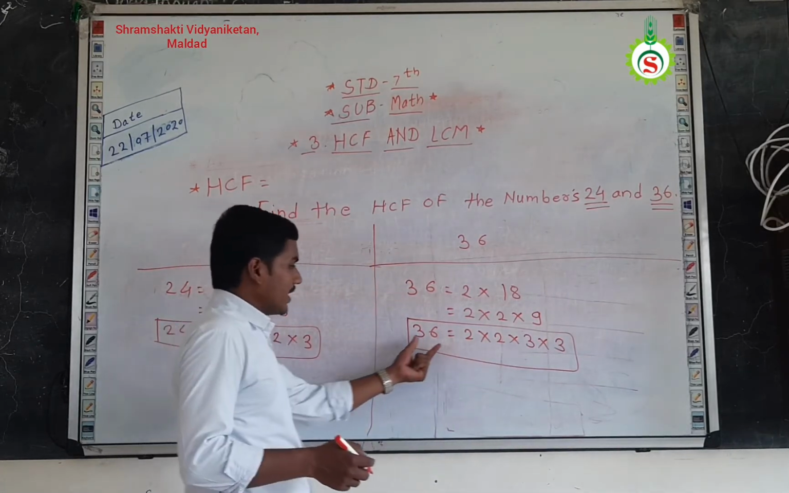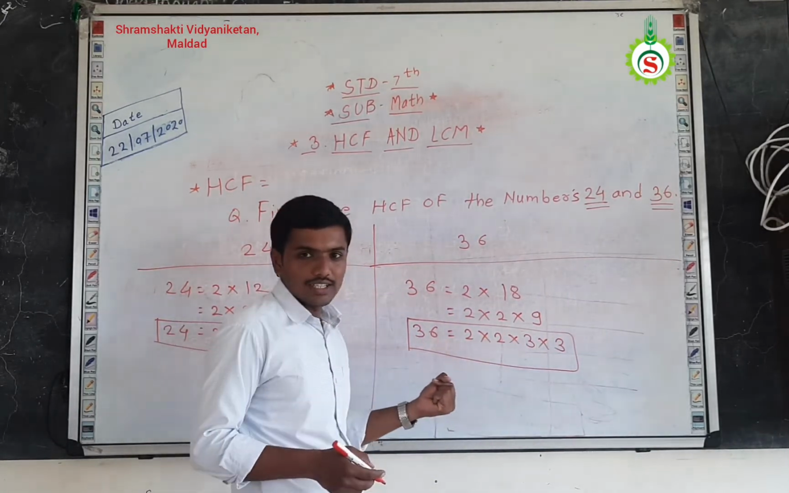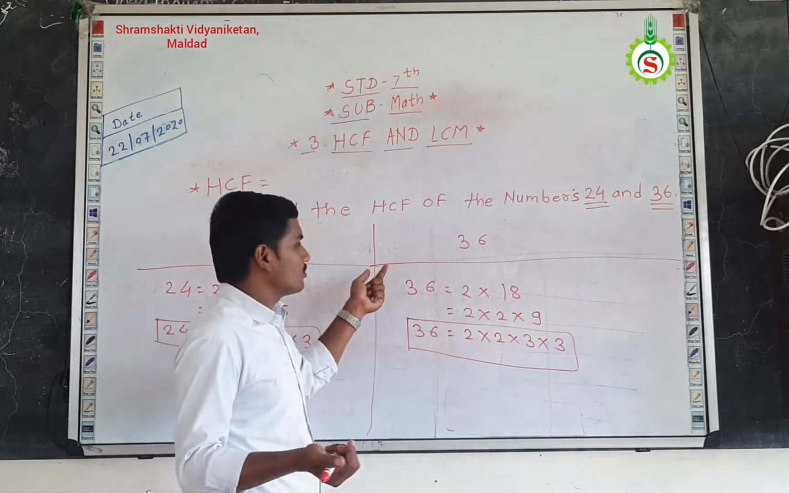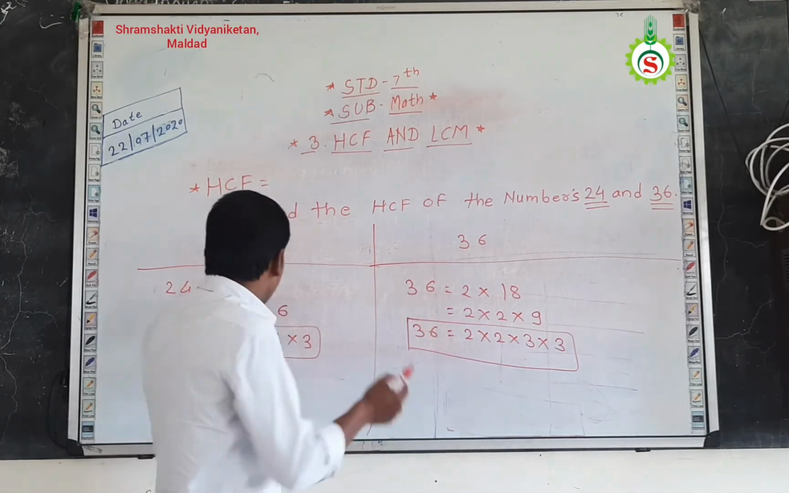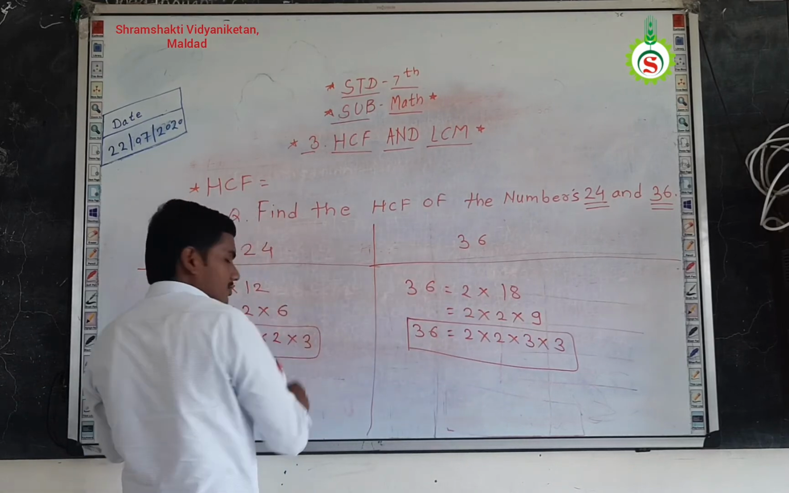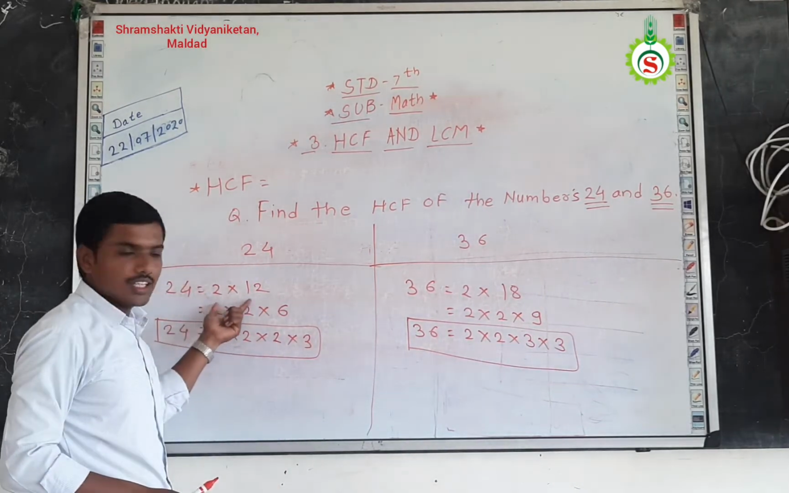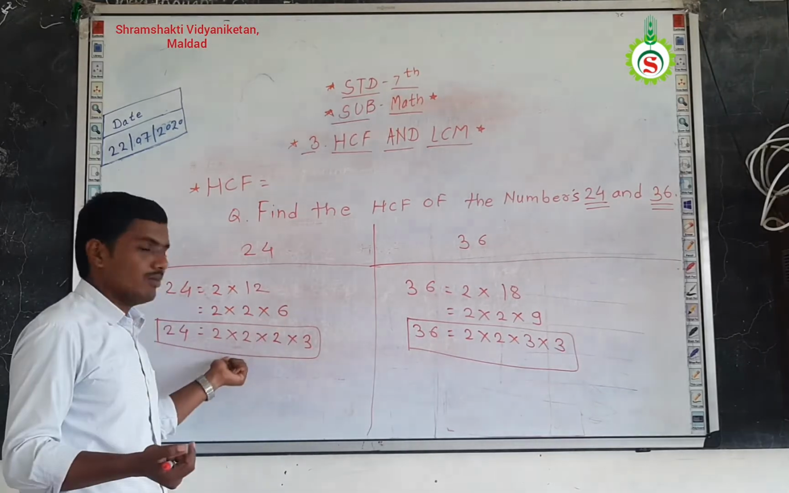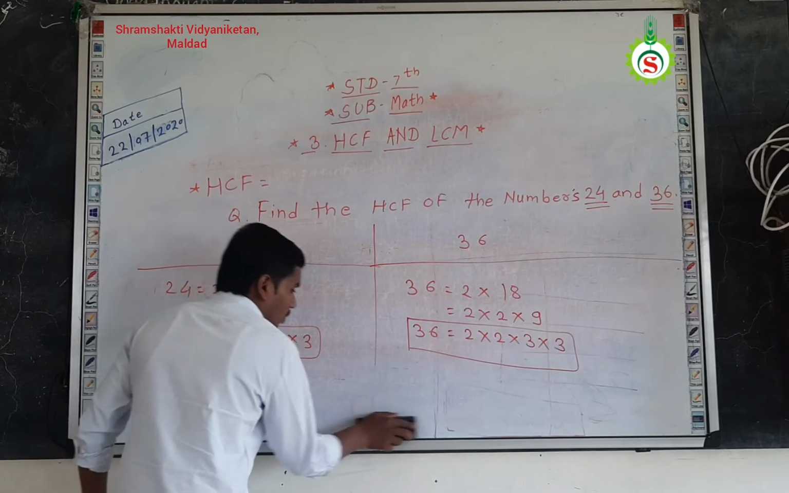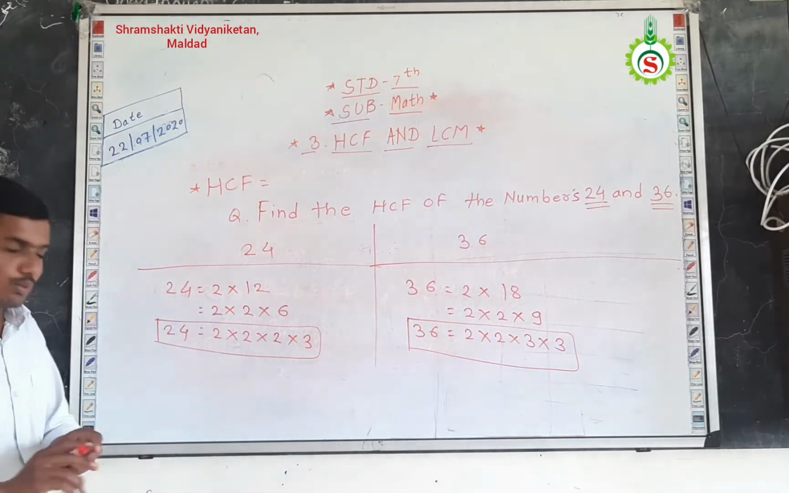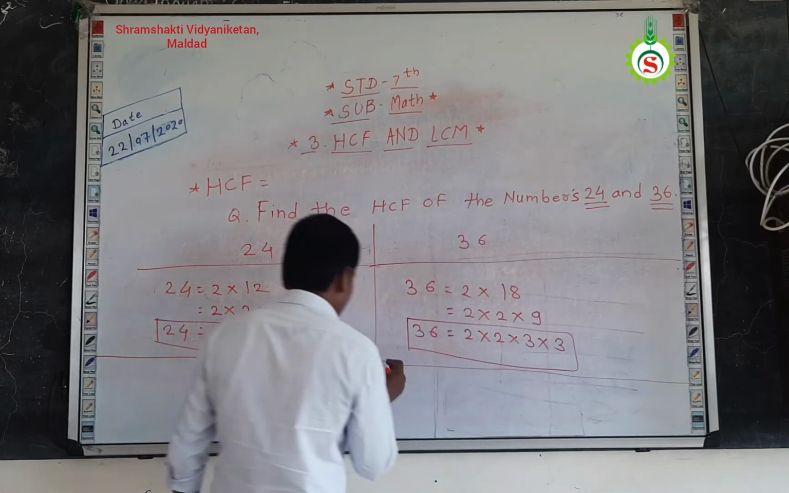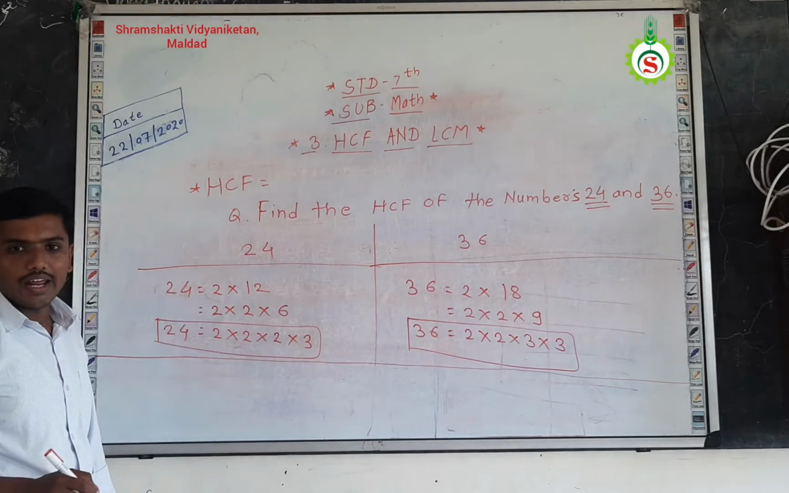That means I have found the correct factors for the 36. That means for finding the HCF by the factorization process, I have firstly found the factors for both the given numbers 24 and 36, by the horizontal method or by the vertical method. Now I have found the factors, so I have completed one process. Now the remaining last process is finding the HCF for 24 and 36.